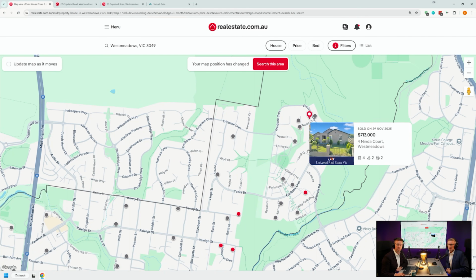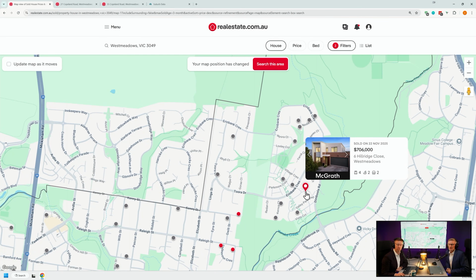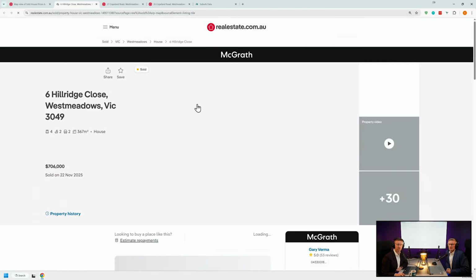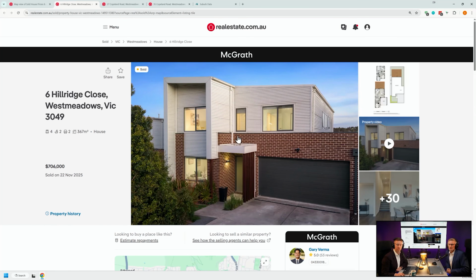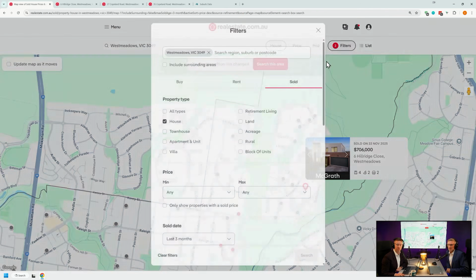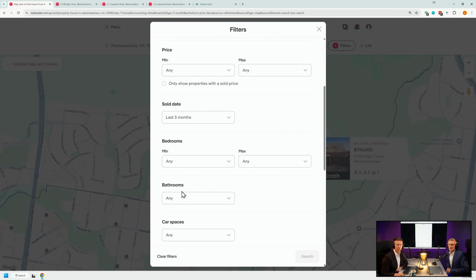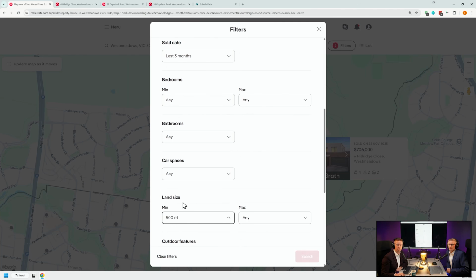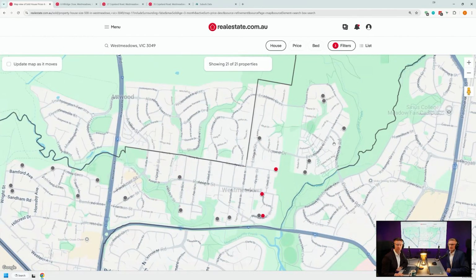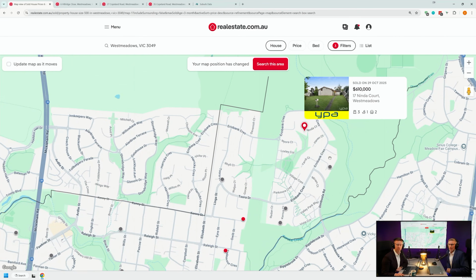This is the same suburb? Same suburb. Let's bring up this one over here. What's this? 706. Townhouse or duplex? Let's see. We could just filter out by block size. Let's just go 500 minimum, right? Okay, so that cuts out a little bit.